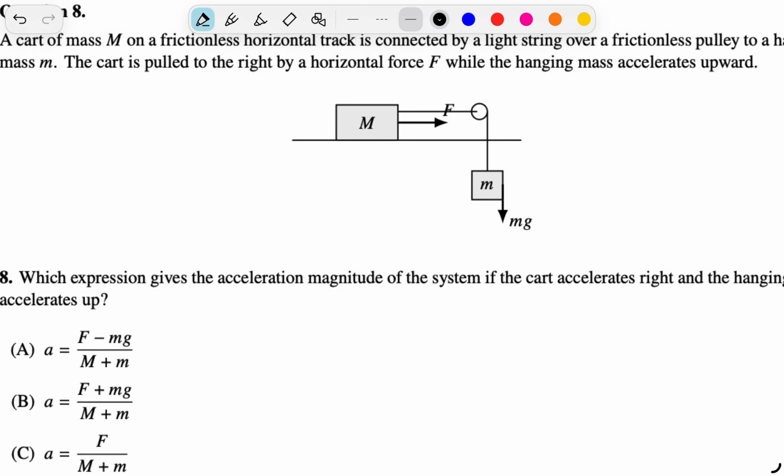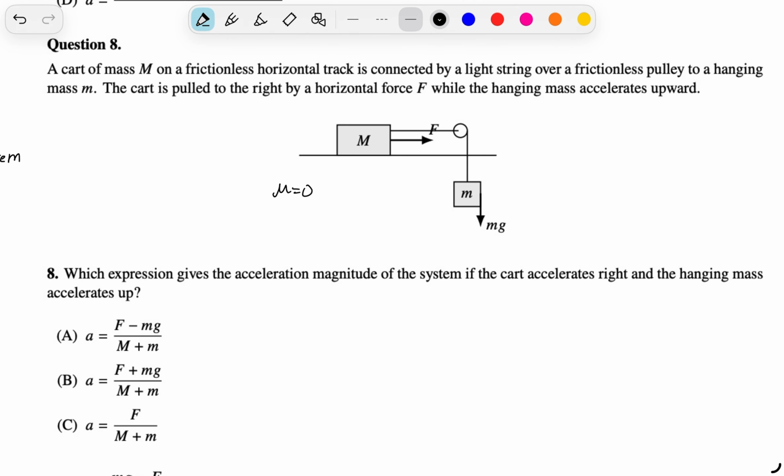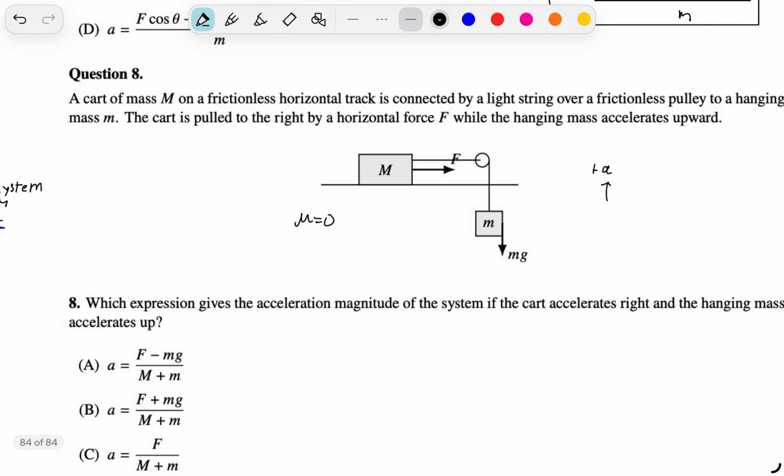Now we have a mass M on a frictionless horizontal track that is connected by a light string over a frictionless pulley to a hanging mass m, and the cart is pulled to the right by a horizontal force F while the hanging mass accelerates upward. So your hanging mass is accelerated in the upward direction. We're going to make the cart's motion to the right as positive.